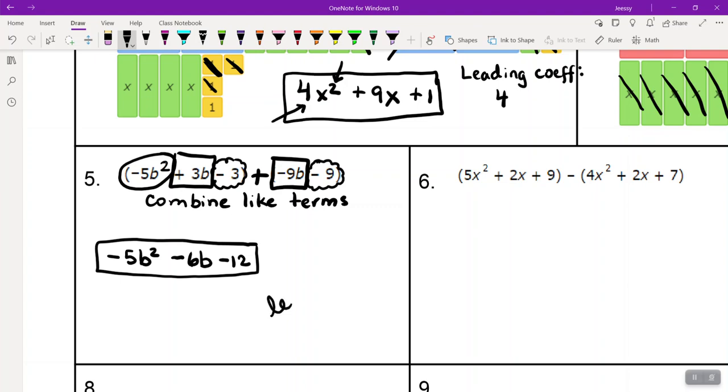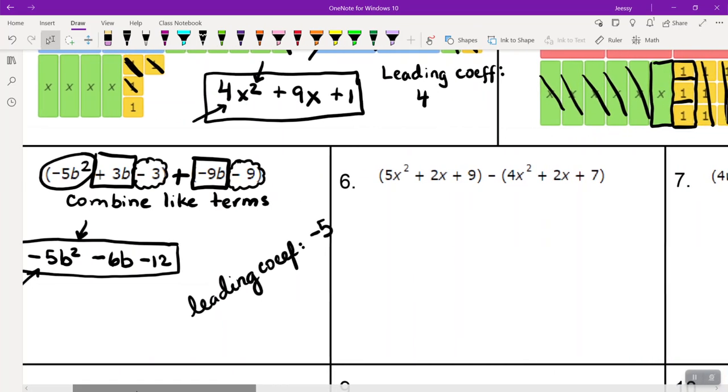Let's see if you were paying attention. What's the leading coefficient? Exactly. It's negative 5 because it's on the term with the highest degree. But what do we notice in number 6? It's no longer addition, it's subtraction of those 2 terms.